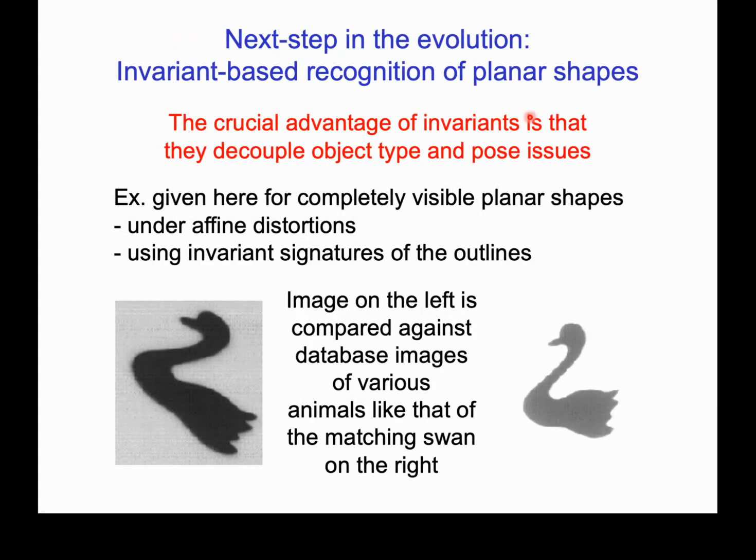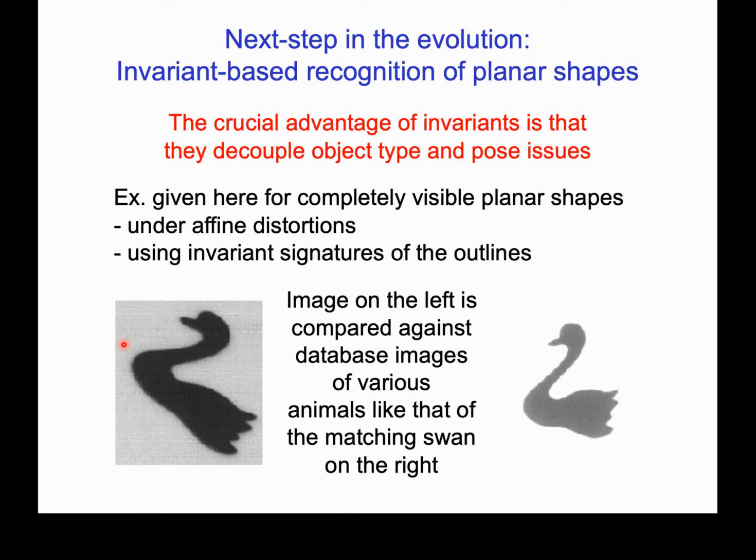In the next step of the evolution, researchers solved the problem of hypothesizing and verifying, which was a slow process, as I said. So instead, what they figured out is, given a contour of an object, I can perhaps extract features that are invariant to various geometric transformations. So the crucial advantage is, these invariants decouple the object type from the pose. So instead of looking at the object and trying every possible transformation, every possible pose, I can simply extract these invariant features and compare them with those in the database. So I would only be searching through the types of objects.